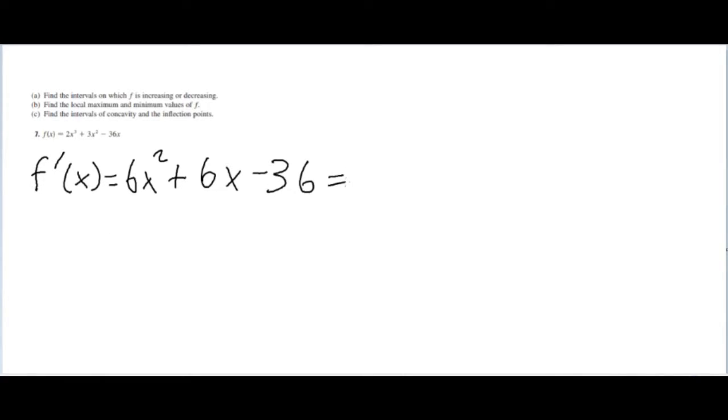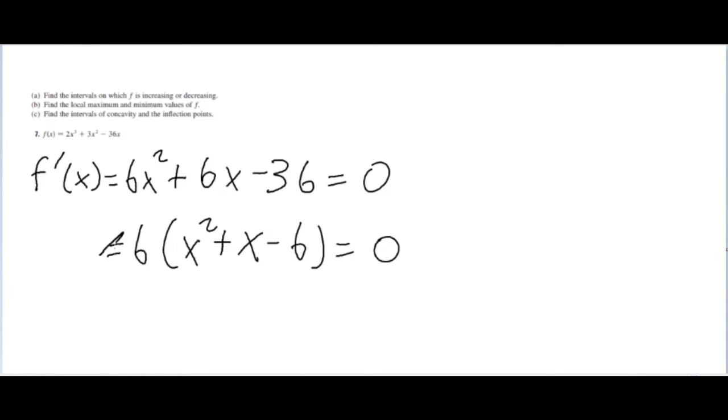Alright, so we are going to take the derivative of this equation. So we have f prime of x equals, using the power rule, bring down the power, multiply it, and subtract 1: 6x squared plus 6x minus 36. Now we're solving this equal to 0. What I would do is factor out 6: x squared plus x minus 6 equals 0.